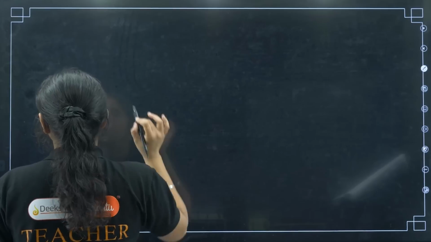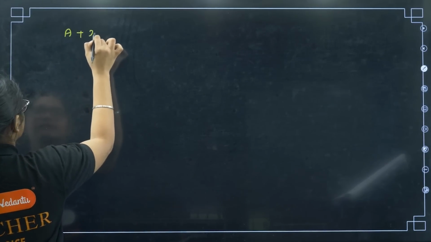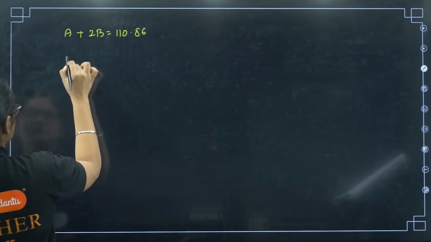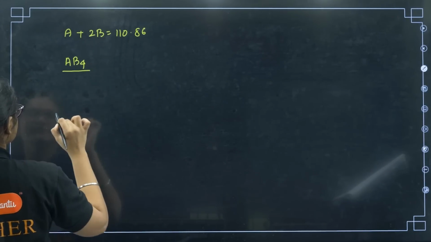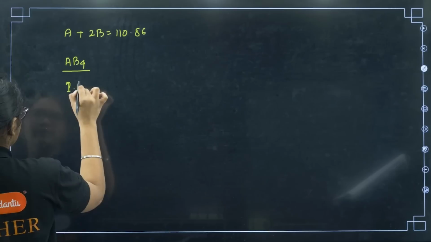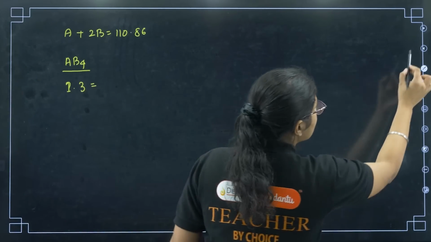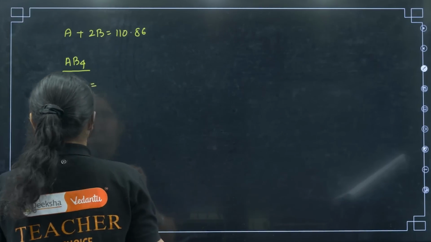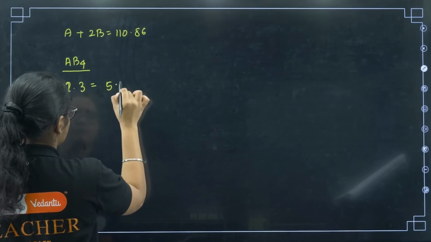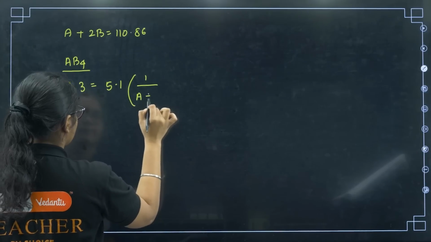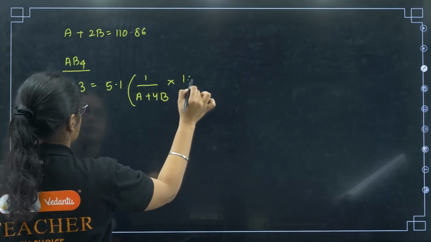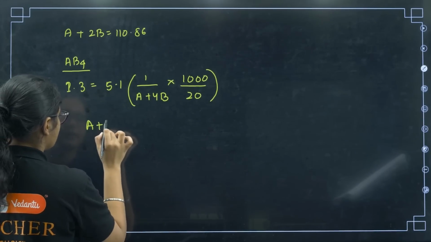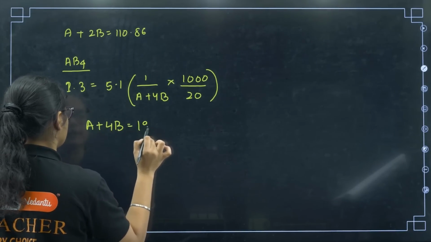Yes, so I have one equation, let me write that first equation, A plus 2B is equal to 110.86. Now the second equation, for AB4, is 1.3 is equal to KF, that is 5.1 into 1 by A plus 4B into 1000 by 20. So if I solve this, I will get A plus 4B is equal to 196.